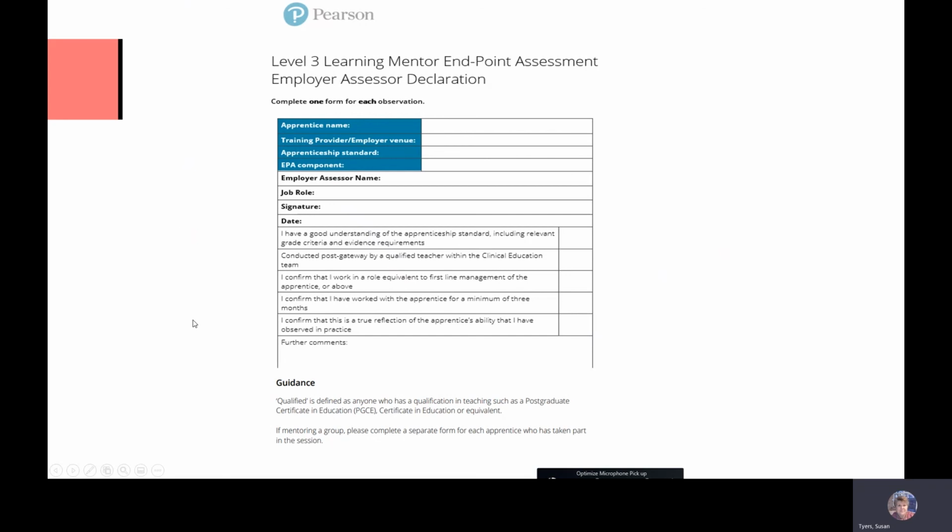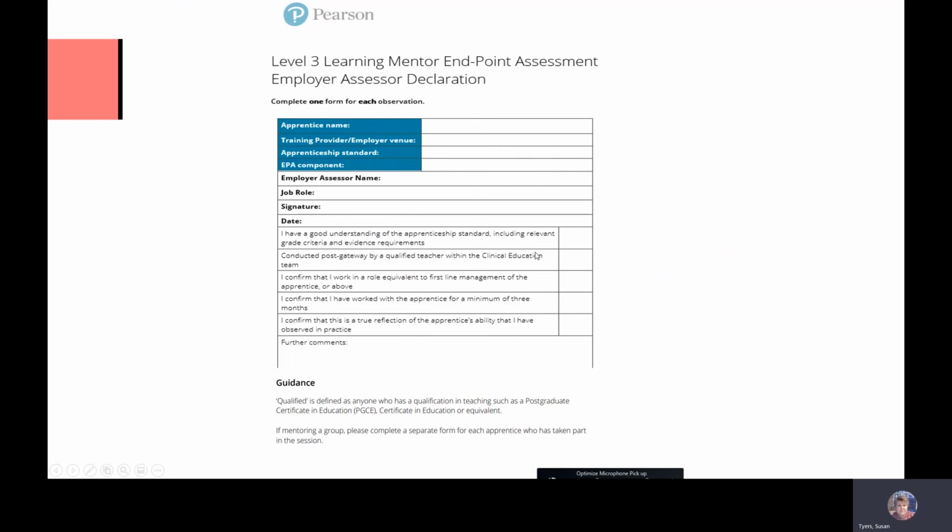This is the employer assessor declaration. The document is asking for the apprentice name, training provider name, the standard and the EPA component. So the standard is learning mentor and the component is the observation. And then identify the name of the person doing the observation, their job role, the signature and date. And then the next 5 questions, we just require you to put a tick in the box or a cross in the box if it doesn't relate.